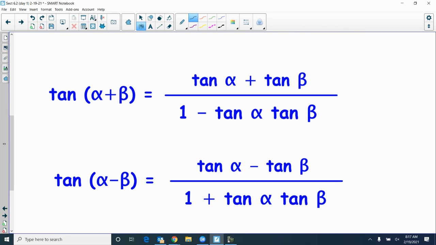Now, tangent's a little bit nastier. But those are all your sum and difference formulas. I'm not going to require you to memorize them all. You will be allowed to use the right-hand side of the sheet. You need to know the left-hand side.